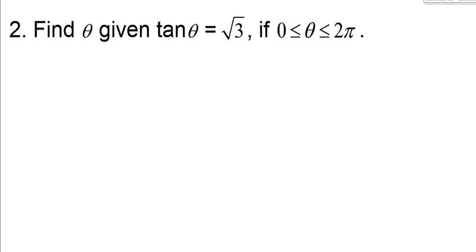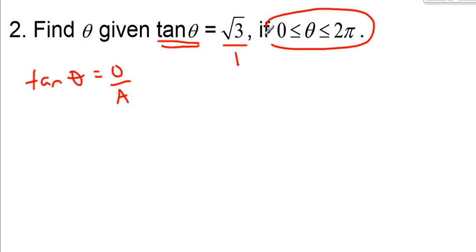So again, we're going to find theta, and we know that the tangent ratio is root 3. Now, if you don't like saying that, because we know tan is supposed to be Sohcahtoa, opposite over adjacent, so if it bothers you to just see this, then give both values by just putting it over 1. So opposite over adjacent is root 3 over 1. And again, I'm looking within one rotation.